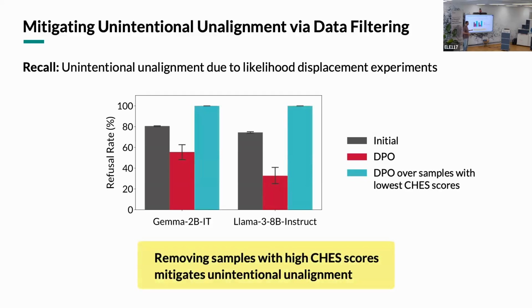And we see that if we filter our data to remove preferences which are more similar in this sense, then now we don't have a problem. The refusal rate increases as we expect. And this shows that by collecting better data or filtering it, we can avoid these undesirable outcomes. And the similarity score that we give may be useful for that.